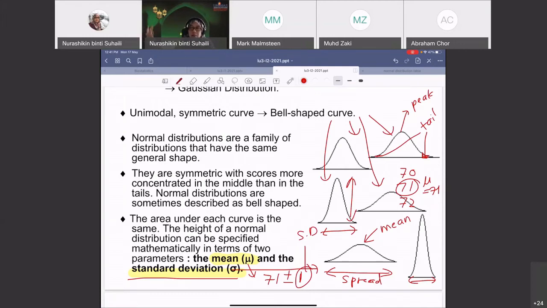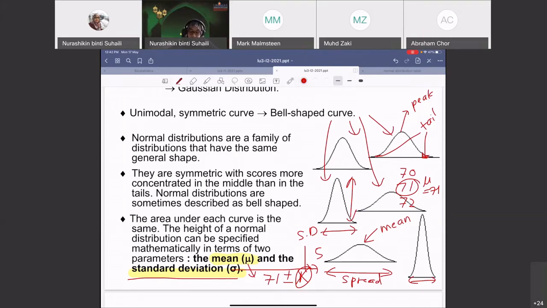But if you have a big number of data, then you have to calculate it properly. But this is what standard deviation is: the spread. It shows the spread. If, let's say, instead of 1 you have 5, it means that the spread is going to be bigger. Your data is 71 minus 5, which is 66, to 71 plus 5, which is 76. So 66 to 76 is the range of the data.